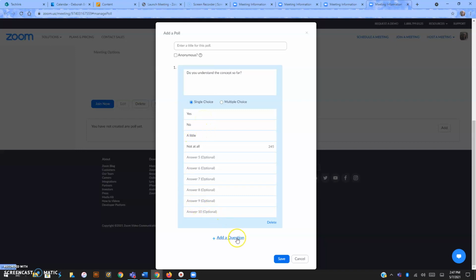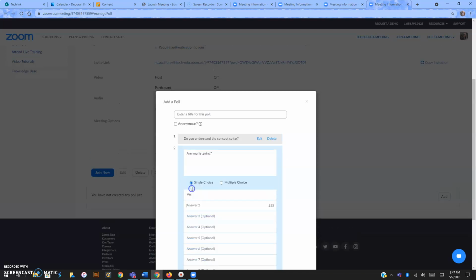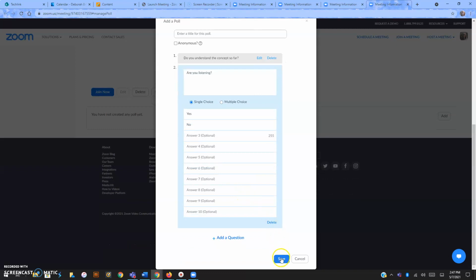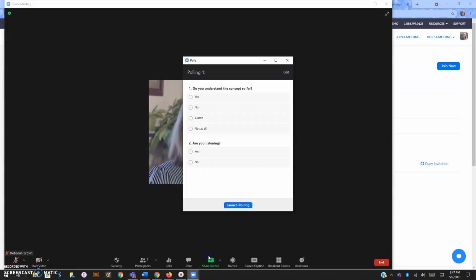If I wanted to add another question and have a 2-question poll instead of having them individually deployed, I would click on add a question and go through that same process, where my question would be, are you listening? And the answers are going to be yes or no. All right, so then I'm going to click save to save those questions. So now I want to look at the poll. The poll is ready for me to launch to my students, but it has not launched yet.